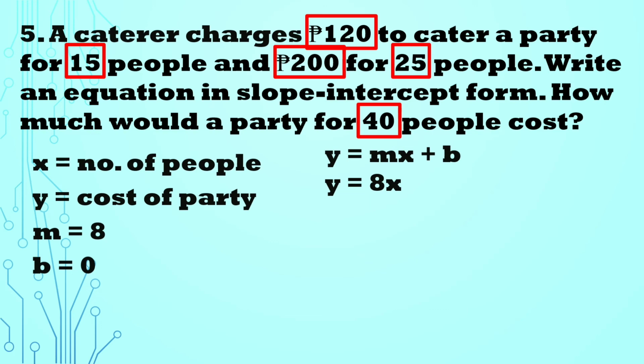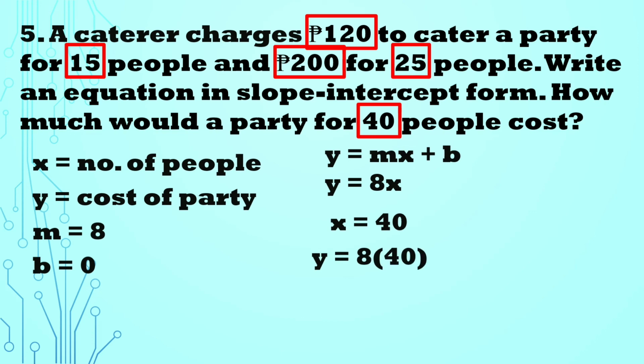And now, we're looking for the amount. So, cost ng party na good for 40 people. So, magkano kaya yung price niya? So, si x, papalitan natin siya ng 40. Kasi meron tayong 40 na given doon sa ating problem.